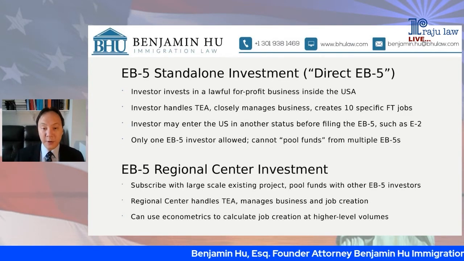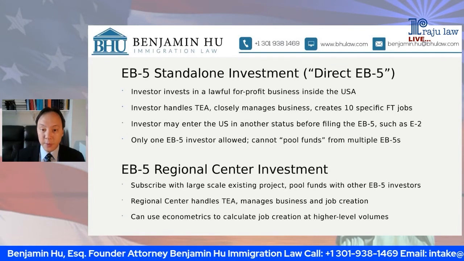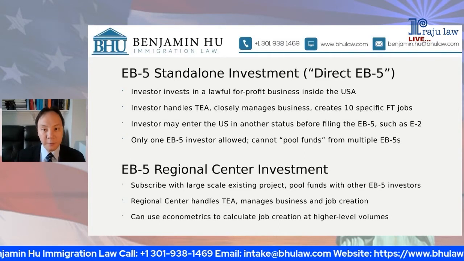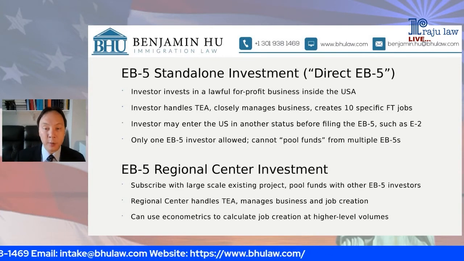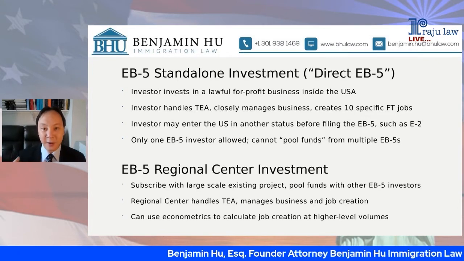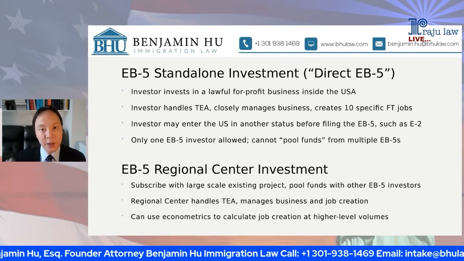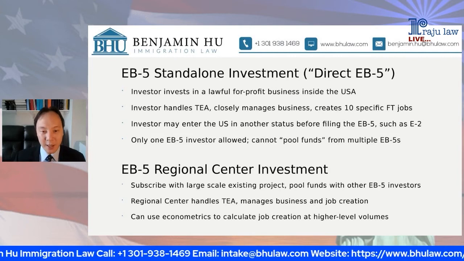So for the EB5 standalone investment, very quickly, an investor invests in a lawful for-profit business inside the US. This contemplates the investor will be very closely involved with the process. So the investor will have to handle determining the targeted employment area, if that's what they want. They can and usually do closely manage the business on a day-to-day basis. Oftentimes they're even sitting at a desk in the business, creating 10 specific full-time jobs for warm, living, breathing human beings. So these are literally 10 full-time jobs or higher.